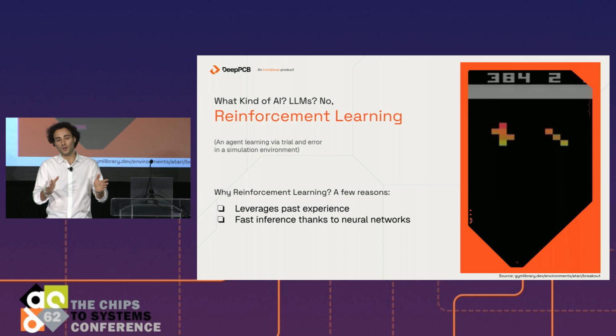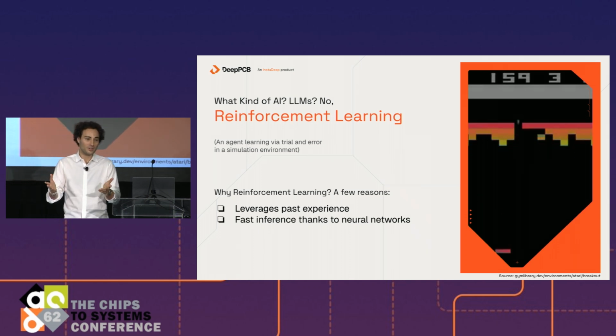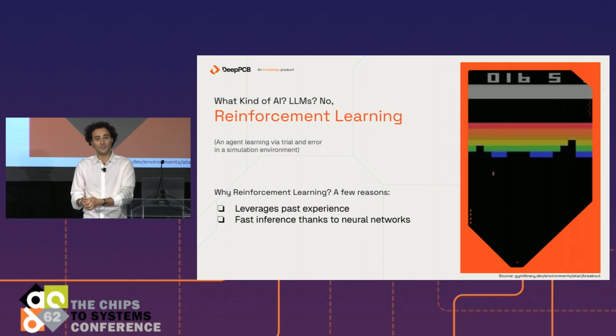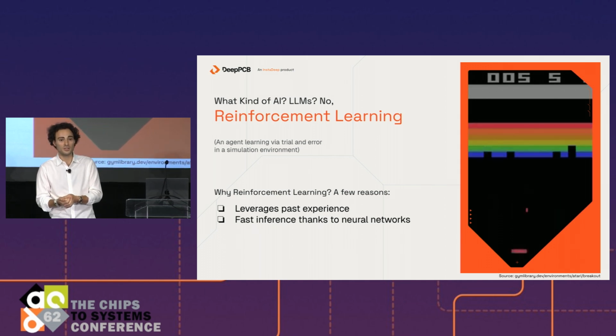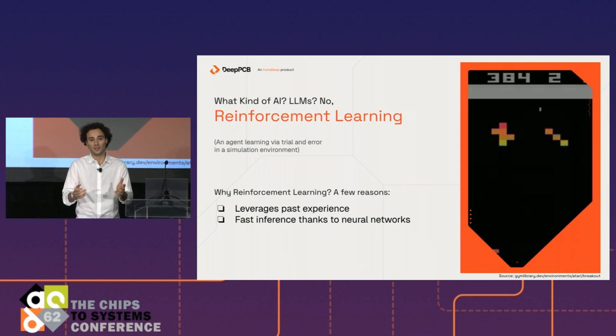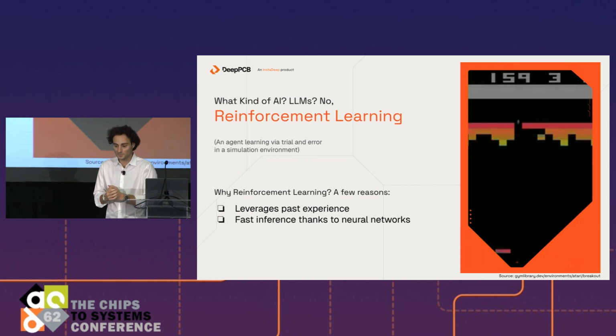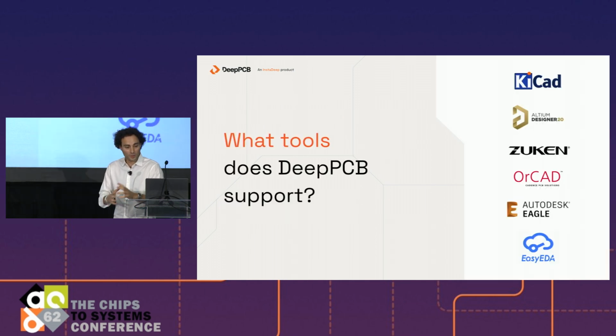And then when you have a system that has learned or partially learned to place or route PCBs, then you have very fast inference because we're using neural networks, so you just need to deploy them on like CPU, GPU, etc., and you're going to be able to find a solution.